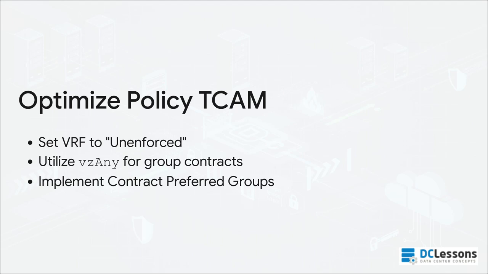For more fine-grained control, vzAny is amazing for shared services. Instead of having hundreds of EPGs all pointing a contract to a single firewall, you just apply one contract to everything. Finally, there are contract preferred groups. These are really useful for creating tiers, like a production group and a development group, where everything inside the group can talk freely, but to talk between groups, you still need a contract. All of these are tools in your belt to build smarter, more scalable designs.